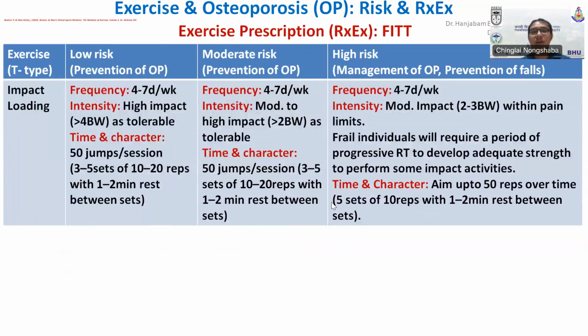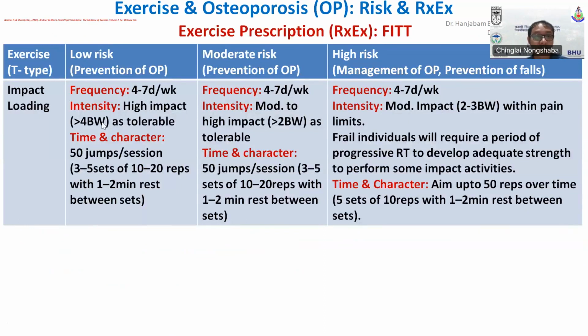prescription. For example, let's talk about the low, moderate and high risk for an impact loading exercise. Impact loading we have already talked about. In case of low risk, the frequency can be 4 to 7 days per week. In case of moderate, same. High risk also same, because in high risk such exercise prescription can be used for management, not only for prevention of fall but management. But in moderate and low risk, prevention of the osteoporosis.